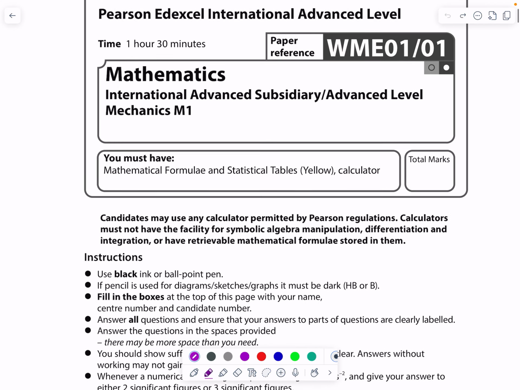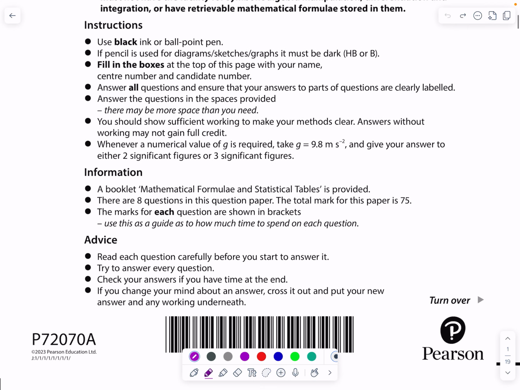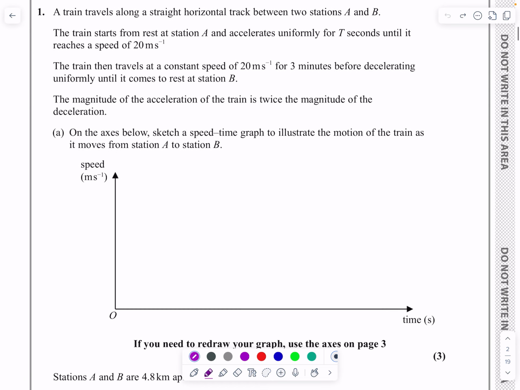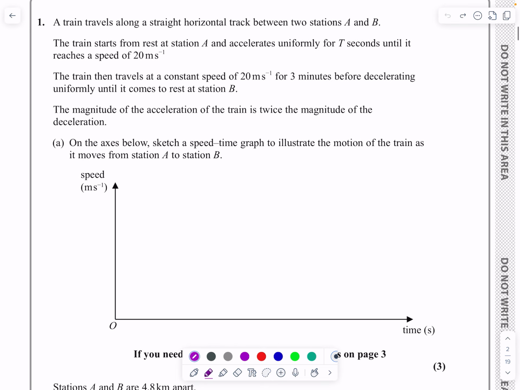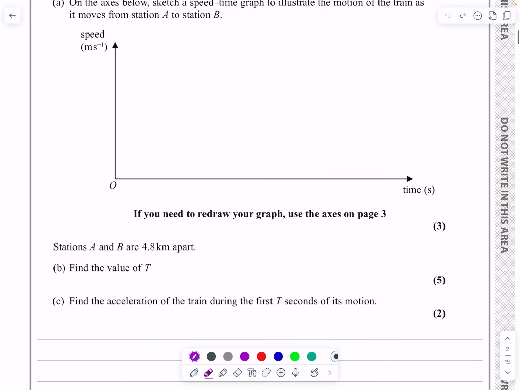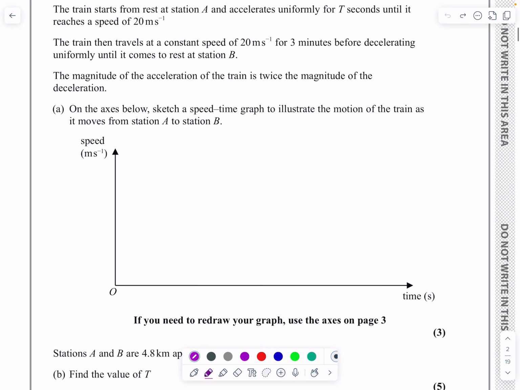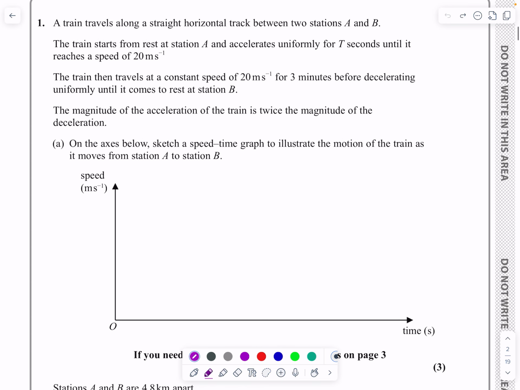Okay, this is the M1 paper from January 2023. This is question number 1, which is a kinematics question. If we look at it all the way through, this is a speed time graph. Let's read it and make a start to it.